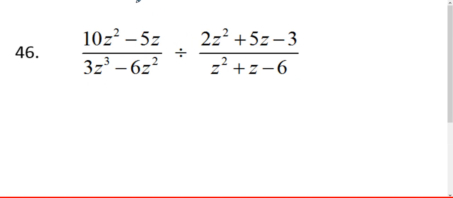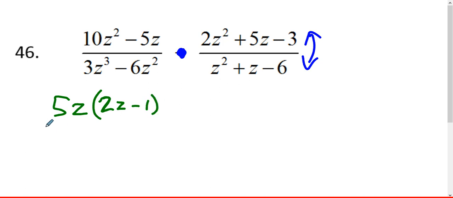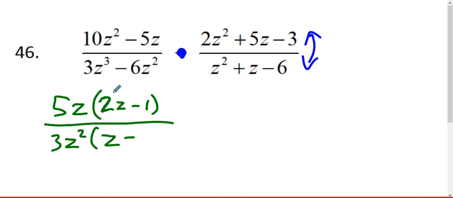Dividing fractions, I remember it as keep, change, flip. So we keep the first fraction, we change divide to multiply, and we flip the second fraction. So as we do that, we will factor, take out a 5z from the numerator, 2z minus 1. From our denominator, we can take out a 3z squared, and we're left with a z minus 2.